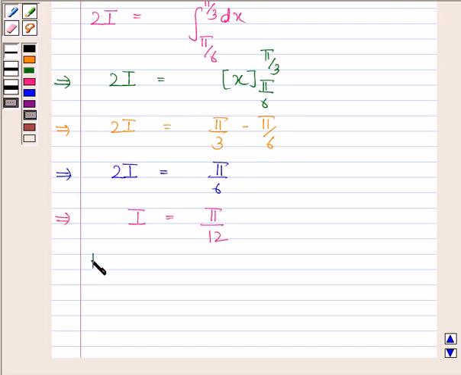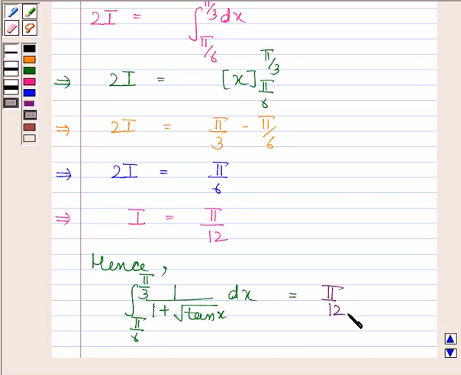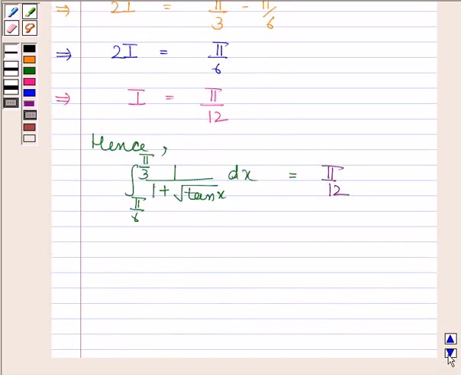Hence, integral of 1 by 1 plus root tan x from pi by 6 to pi by 3 is equal to pi by 12. So this completes the solution.